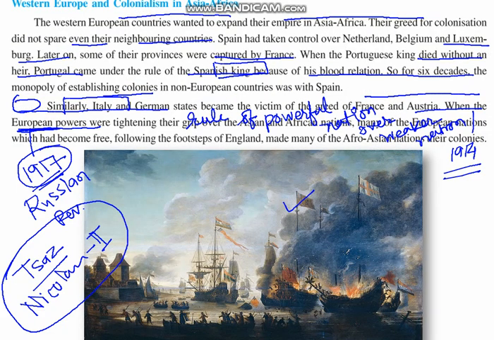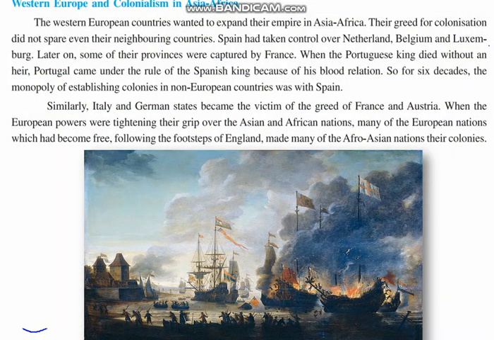Now we will study about Western European colonization in Africa and Asia. The Western European countries wanted to expand their empire in Asia and Africa. The greed of colonization did not spare even their neighboring countries. They did not even leave their neighboring countries.